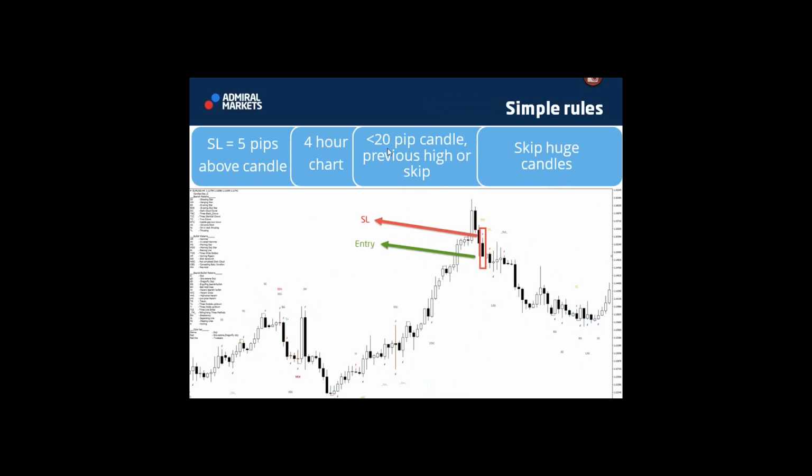If the candle was 20 pips or smaller, I used the previous high or low, or if there was no previous candle high or low available, I skipped it. And I skipped huge candles that were like 200-300 pips, okay? So those are just a couple of the ground rules here. Stop loss just above the candle or below the candle. 4-hour chart. Small candles, I would be cautious of using the stop loss below the high or low. And I skipped huge candles.